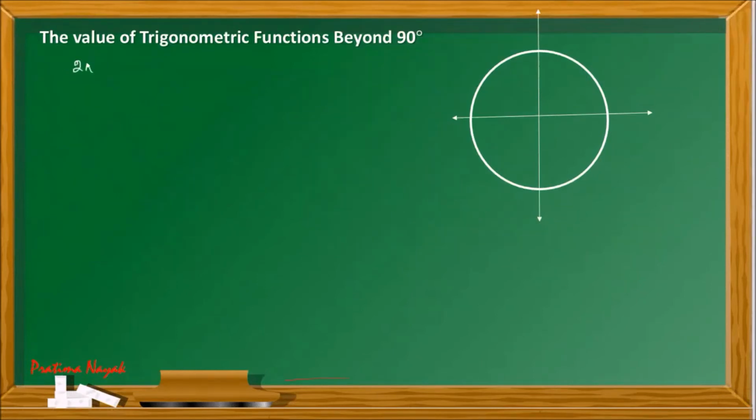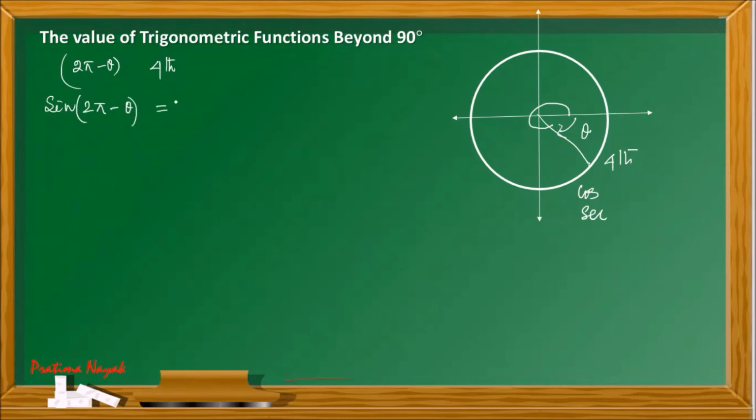So 2 pi minus theta means it will be your 360 degree minus theta, or this is simply minus theta. We are in fourth quadrant. 2 pi minus theta is in fourth quadrant. So recall who are negative, who are positive. Cos is positive, sec is positive. So sine 2 pi minus theta is equal to minus sine theta.